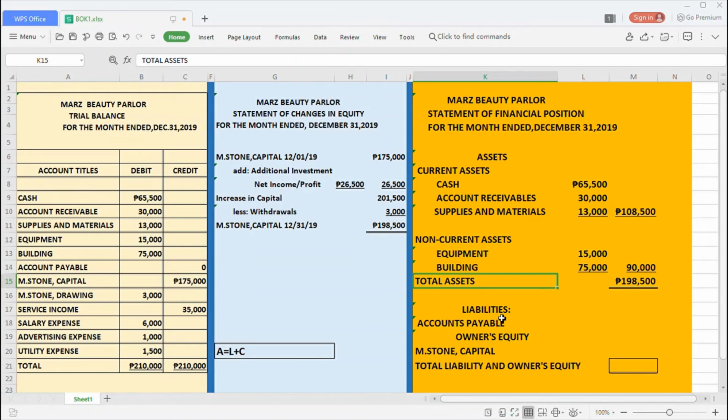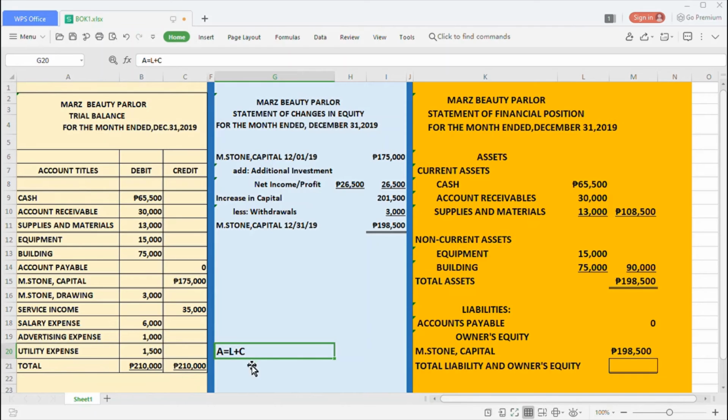So let's go to our liabilities. So, you can see here, this is 0. So, ibig sabihin, wala na tayong payables. Alright? So, lagay lang natin here, 0, or you can just put a dash. Alright? Owner's equity, we have here the Mars Beauty Parlor capital. So, saan natin to kukunin? Alright? So, this time, hindi na tayo pupunta sa trial balance. Let's get the amount from the statement of changes in equity. Kasi ito na yung bago niyang capital. Right? So, as you can see in the statement of changes in equity, that is 198,500. Still, guys, copy lang natin.